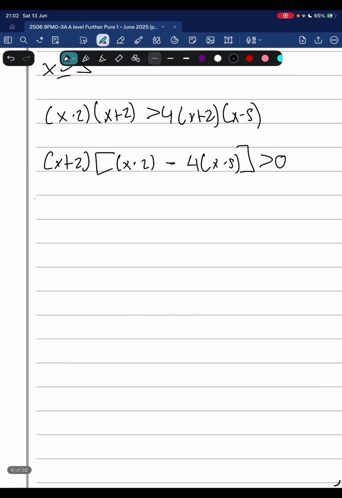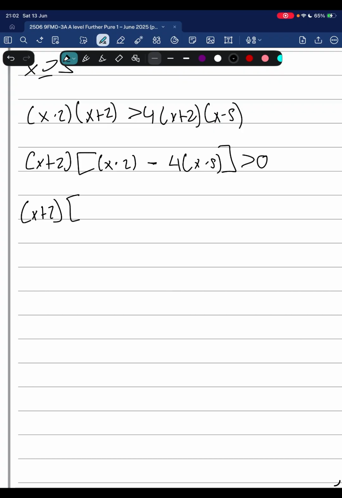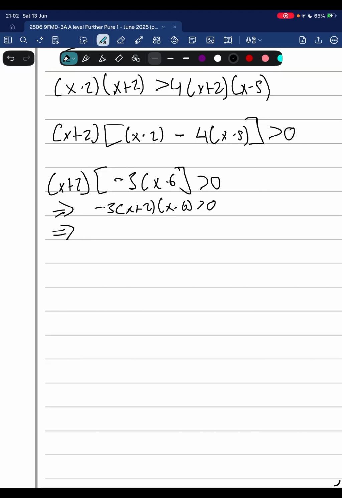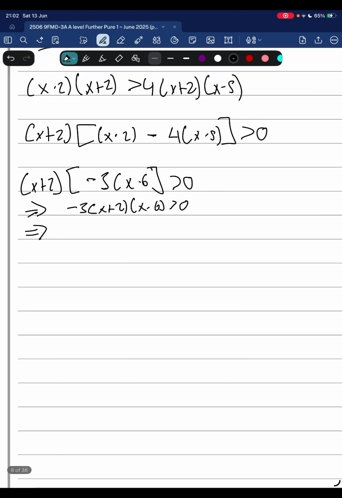So we want to simplify this. So we get x plus 2 times minus 4x plus 20. So we're going to get minus 3x plus 18, which is minus 3x minus 6 greater than 0. So the inequality is going to be minus 3(x plus 2)(x minus 6) greater than 0. So now we're going to multiply everything by minus 3 to get rid of the negative. So we get (x plus 2)(x minus 6) is less than 0. And our critical values are x equals minus 2 and x equals 6.